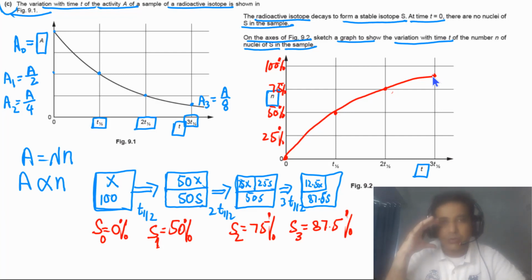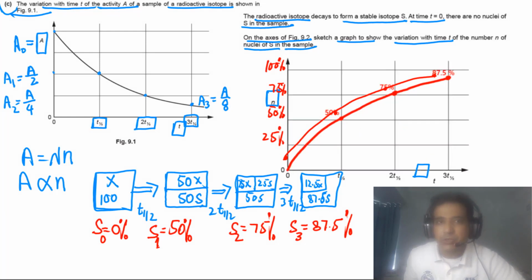So this is how you need to sketch the graph. I hope this one is clear to you. Let me show you a better one, a proper graph. So this is how you can sketch a proper one.